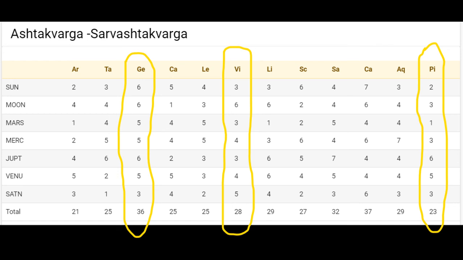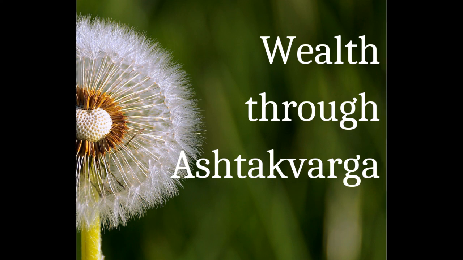Like this, you can see how each and every planet, when it goes through each house, can bring in money sources for each individual. You can check your own chart this way, to see how Ashtakvarga points help bring you money while planets are in transit. Thank you, everyone.